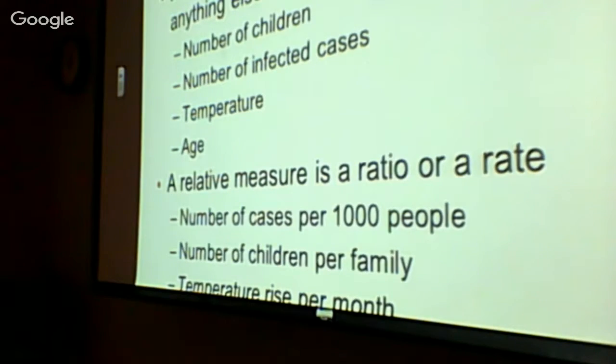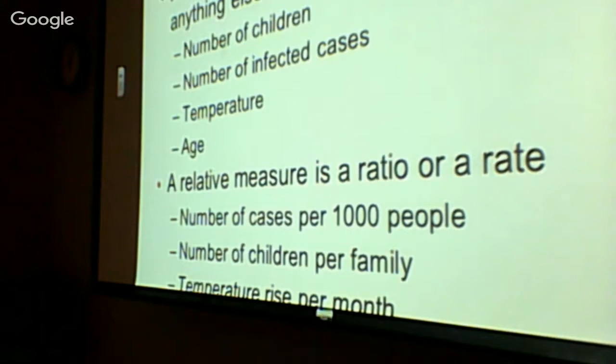So I want to say something about absolute measures versus relative measures, and this is an important little nuance when we look at measurements of disease states in populations. An absolute measure is not relative to anything else. It's just a number. For example, number of children, number of cases, your age, your weight. This is an absolute number. I measure it, that's what it is.